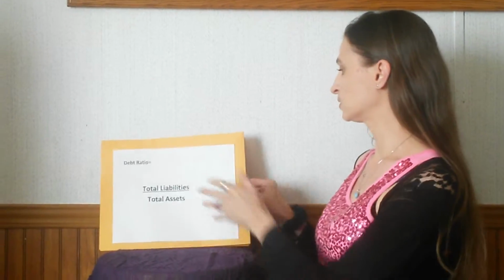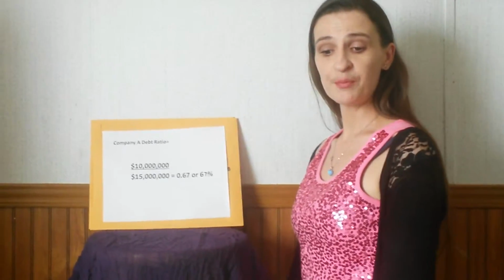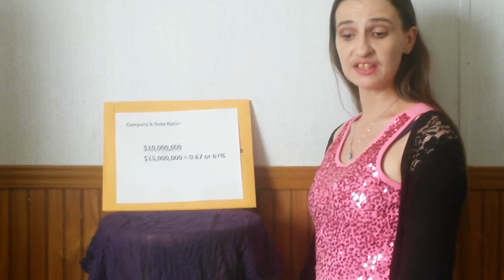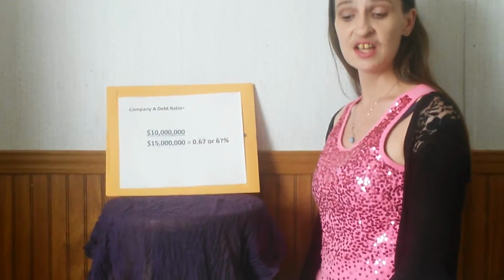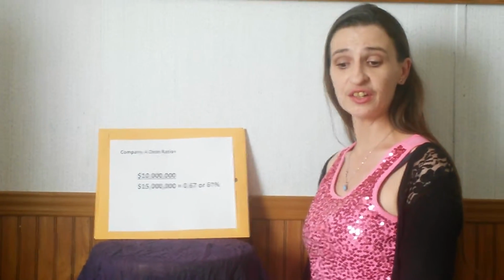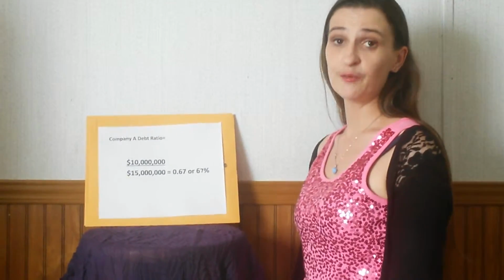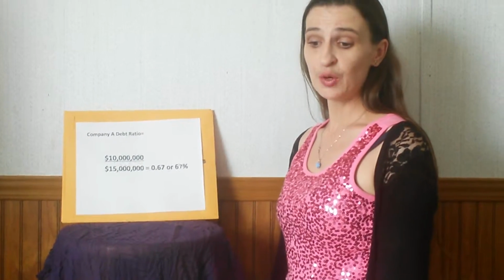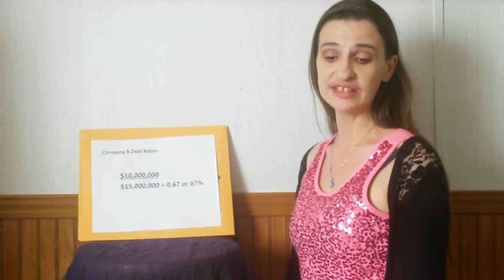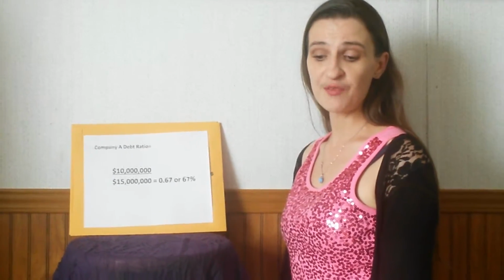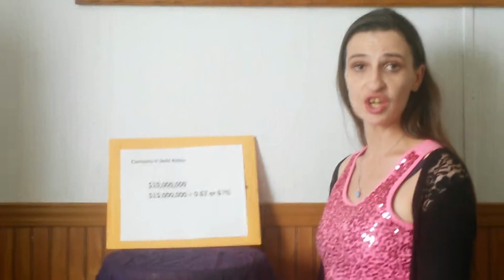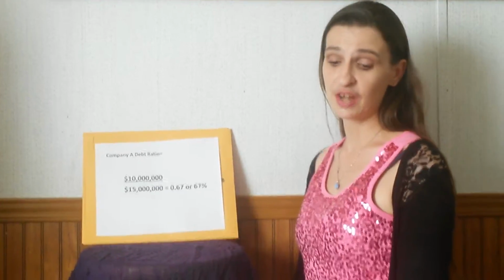For example, if Company A has $10 million of debt on its balance sheet and $15 million of assets, then Company A's debt ratio is figured $10 million divided by $15 million, or 0.67, which would convert to 67%. A lower debt ratio usually implies a more stable business because a lower ratio means lower overall debt. A debt ratio of 0.5 is usually considered a reasonable ratio and is usually considered less risky. So Company A would be considered a risky venture and would probably have a hard time getting credit.